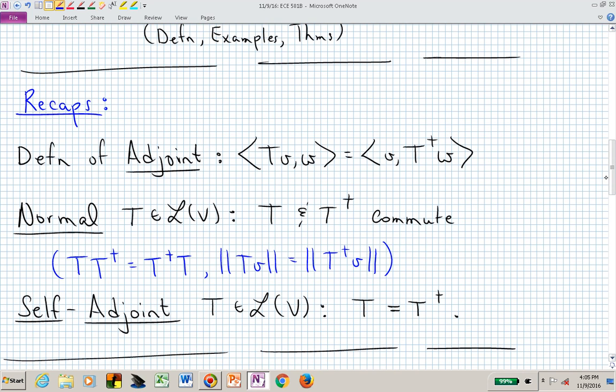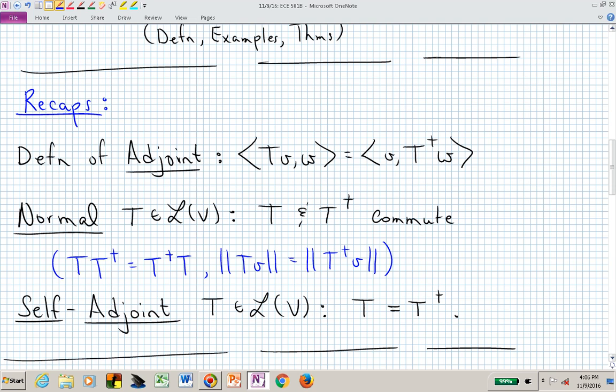And then self-adjoint means that it's more than just normal. It's now T is equal to its adjoint, which in the above definition of the adjoint, if you had a self-adjoint operator, you could erase that dagger symbol, and that's what you mean by an operator being self-adjoint.